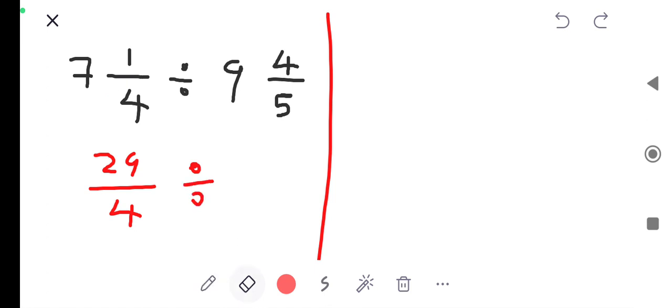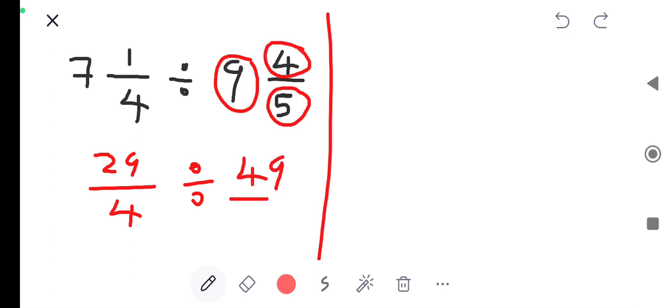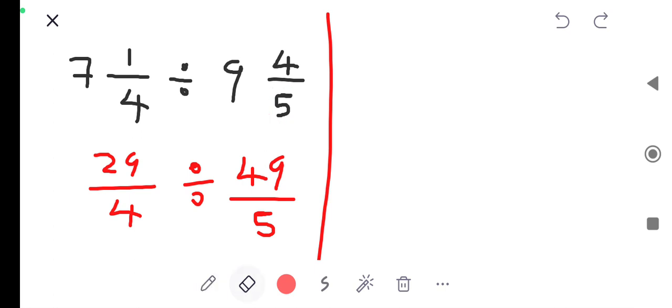Then you write this second mixed number as an improper fraction. You will do 5 times 9, which is 45. Then 45 plus the 4 on top, you have 49. So you write 49 over the denominator again, which is this 5 that I circled. Then you keep the fraction at the left the same, meaning you write 29 over 4 again.